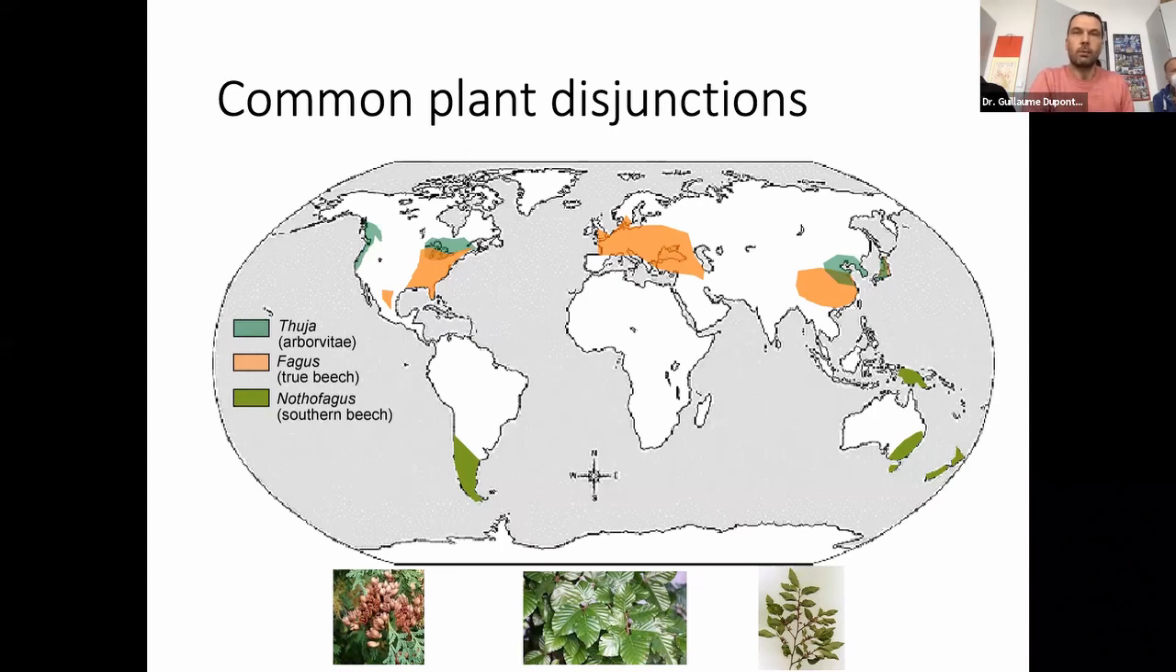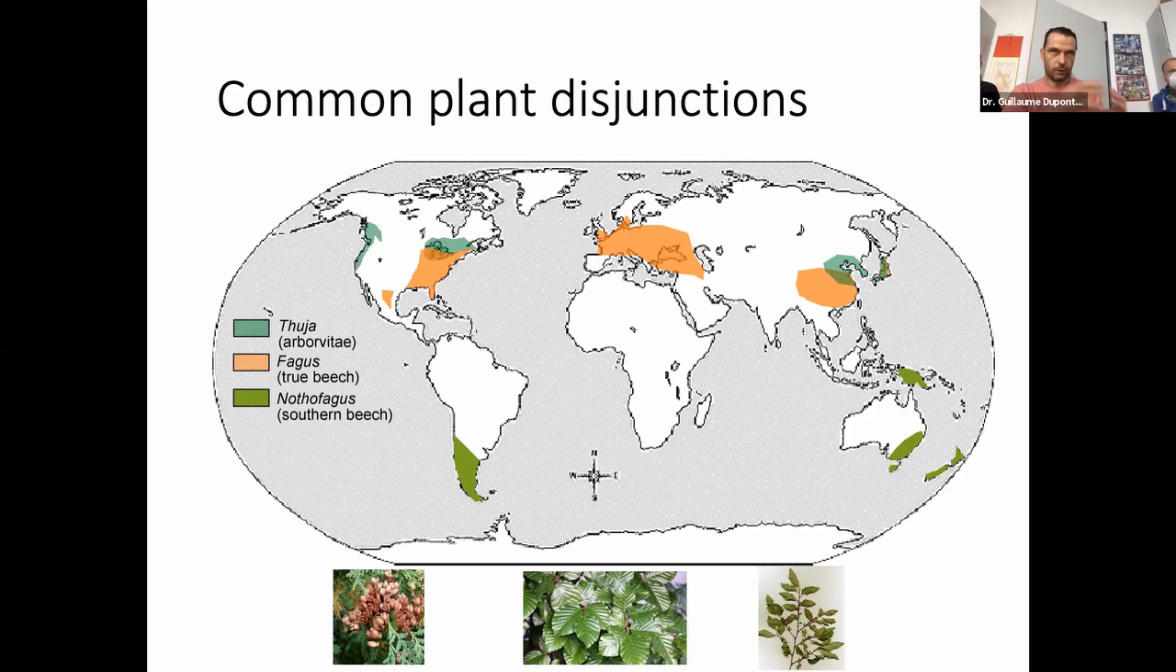Here I show you a couple of disjunct patterns for plants. This orange is Fagus, this is beech. We have two beech species in Europe, as far as I know. And then there are beeches in Japan and East China, and then in Eastern North America. They are disjunct. The genus has a disjunct distribution.